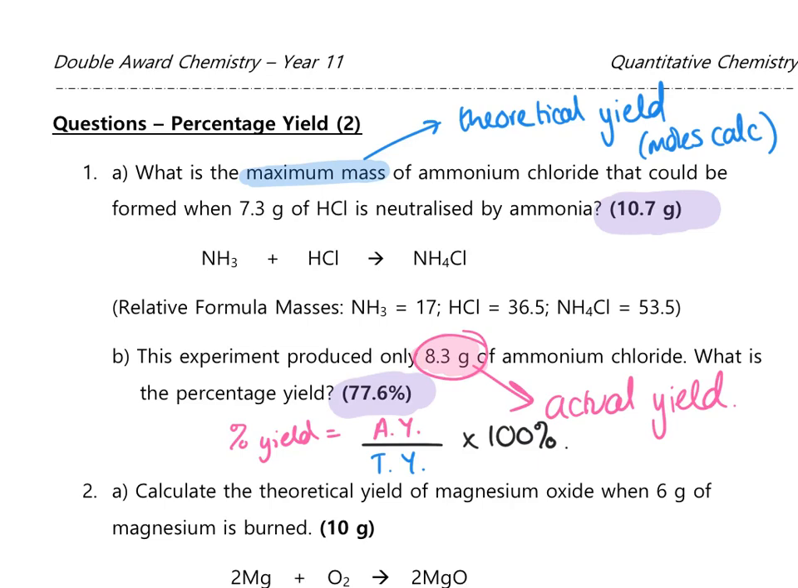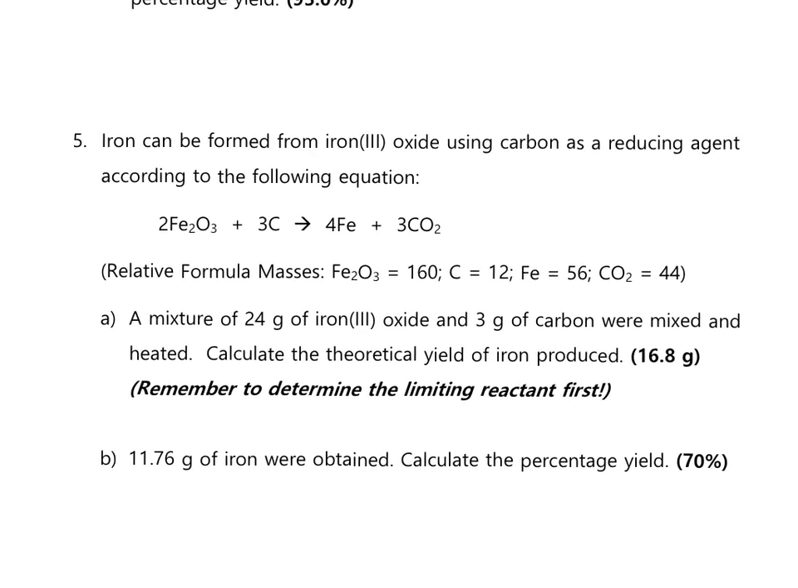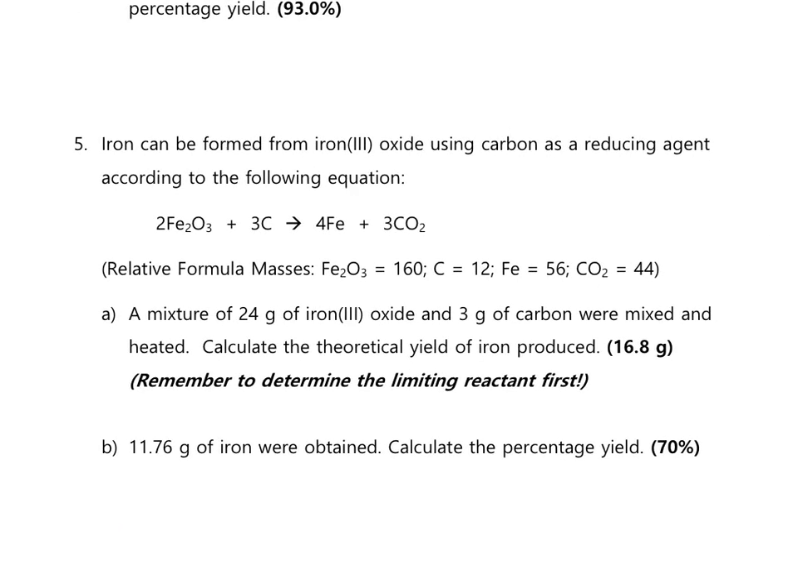If you turn over the page with me, I just want to point one thing out about question 5. So question 5 here, it says iron can be formed from iron oxide using carbon as a reducing agent. You're given the equation, and it says here a mixture of 24 grams of iron oxide and 3 grams of carbon were mixed. So you've been given the mass of iron oxide and of carbon. So what do you need to do?